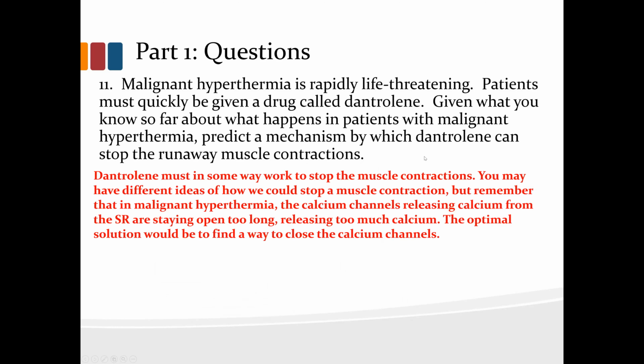So dantrolene has to in some way work to stop the muscle contractions. Now you might have come up with different ideas if you did this worksheet before checking the answers on how we could stop a muscle contraction. But remember that in malignant hyperthermia, the calcium channels that release calcium from the SR are staying open too long, causing too much calcium to be released. So the optimal solution would be if you mentioned some way to close those calcium channels, or maybe even to pump the calcium back into the SR faster, right? Something to do with getting rid of the calcium that is in the sarcoplasm.